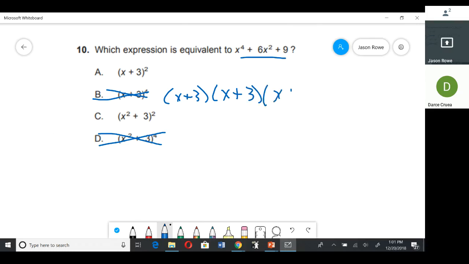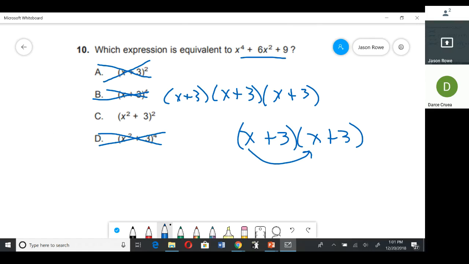And I'm going to get rid of A. Why are you going to get rid of that one? Because if I square this, my first term is going to be x squared, not x to the 4th. Yeah. So x plus 3 times x plus 3. If we multiply those two using FOIL, we get x squared. Well, we need x to the 4th. Right. So it looks like the only one left is C.